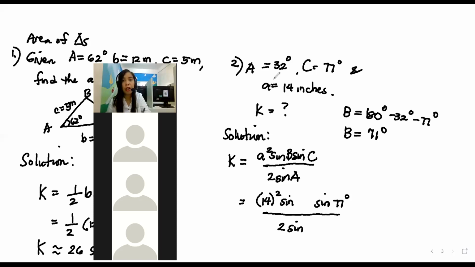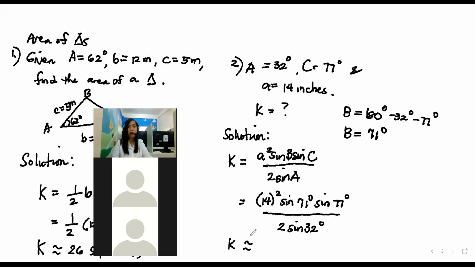So we're going to use here sine B is... Sorry. So, before you apply the formula, find first the missing angle. Kasi kailangan natin ang tatlong angles sa formula. And angle B is 71 degrees. Sine and then C is 77 degrees over 2 sine A is 32. And then simplify. Okay, again, round off your answer into whole.